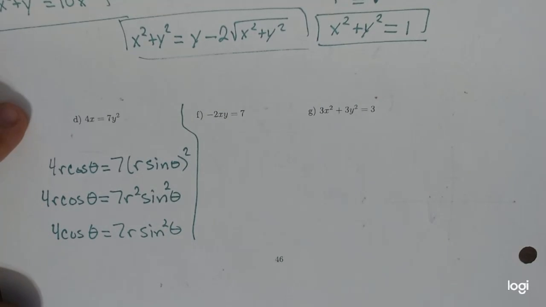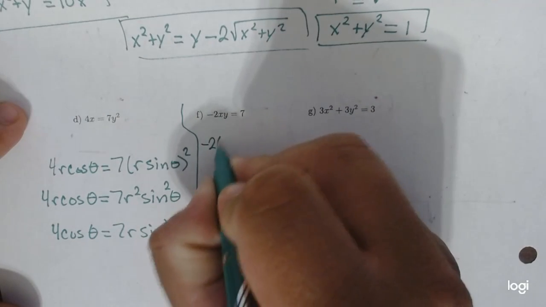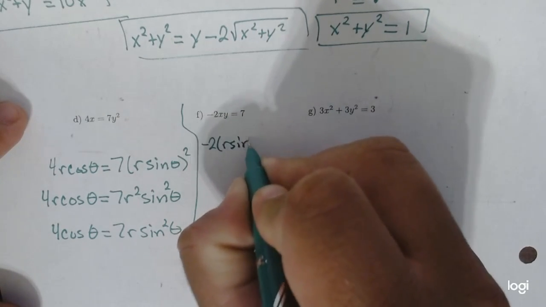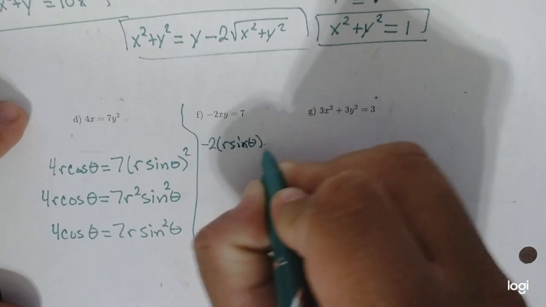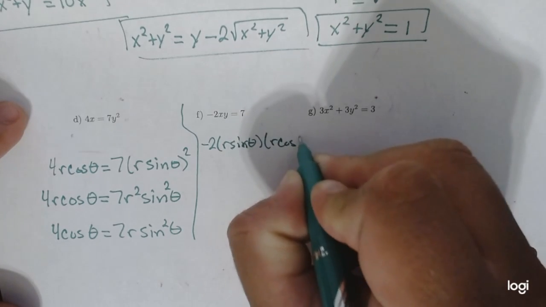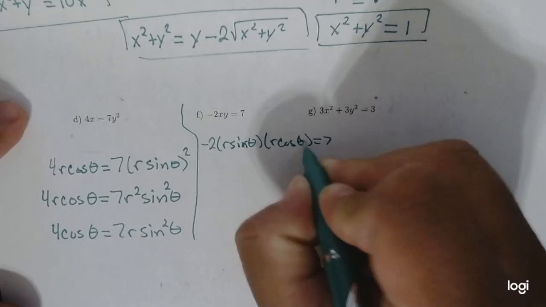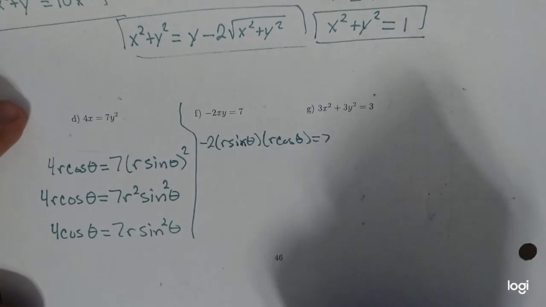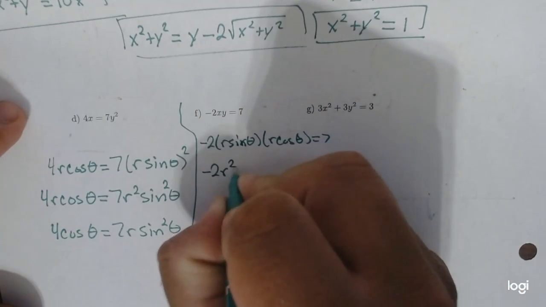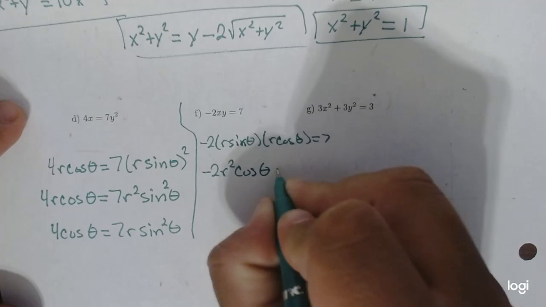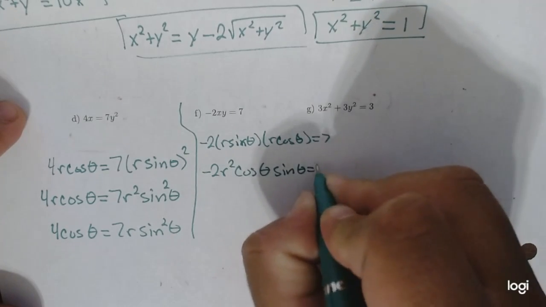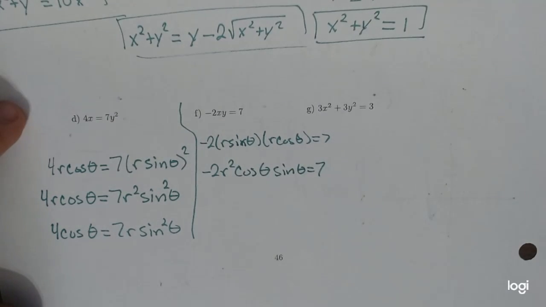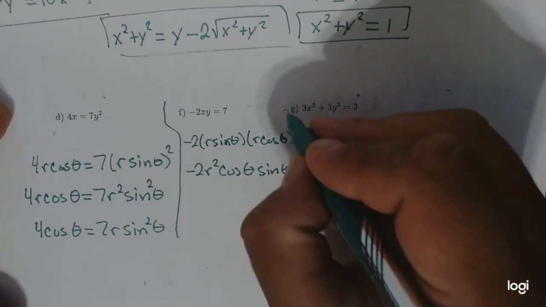Okay. So next one, negative 2 times r sine theta times r cosine theta, because it's x and y equals 7. And we just simplify, right? So this is negative 2r squared cosine theta sine theta is equal to 7. And again, you can leave it just like that, it's fine.